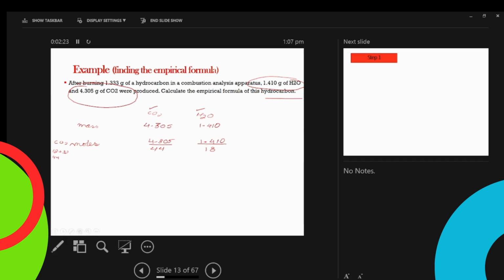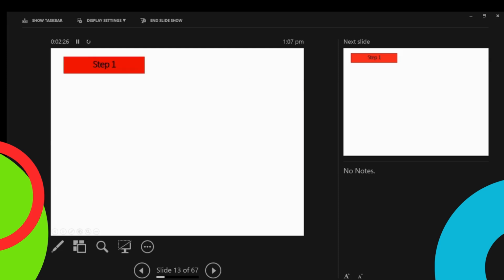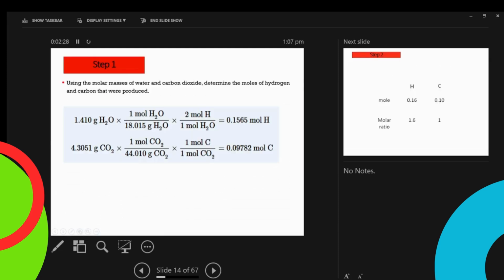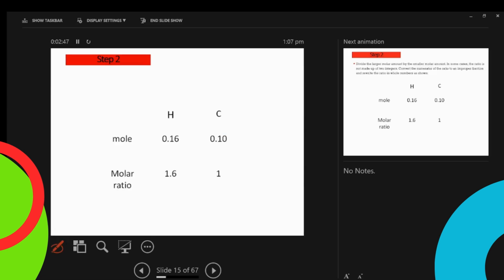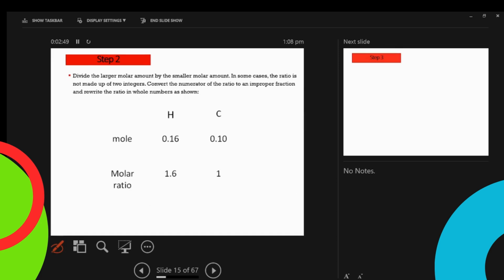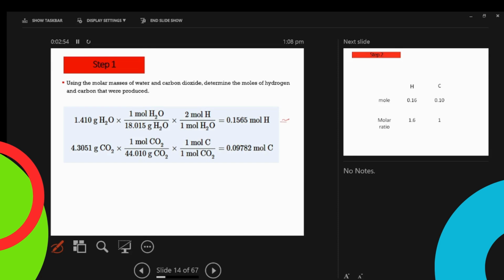So you get the answer when we divide this one, you get almost 0.09782. We will consider it as 0.1, and here we get an answer of 0.1565, and we will consider it approximately equal to 0.16. Let's just write their values. It would be equal to 0.16, it would be equal to 0.1. Now we will proceed with this value.